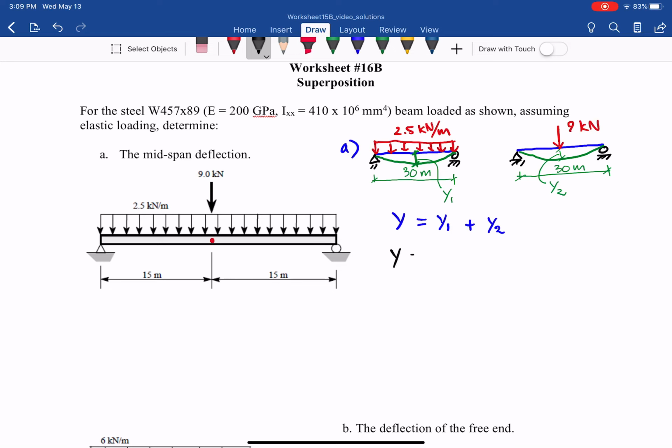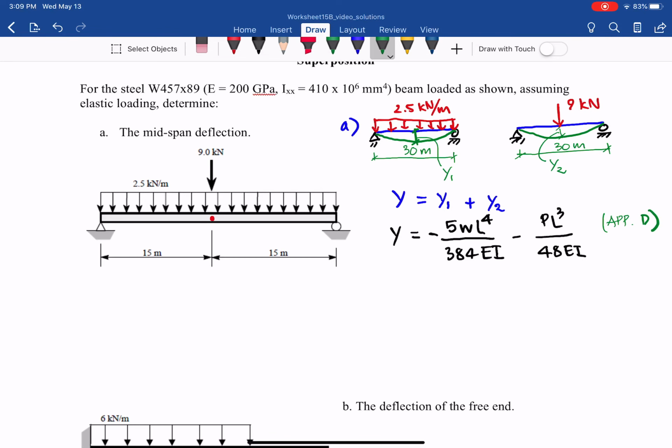So we have y equal to negative 5 wL^4 over 384 EI, negative PL^3 over 48 EI. Just make sure you remember it later, that is appendix D. From appendix D, we can plug in the numbers.